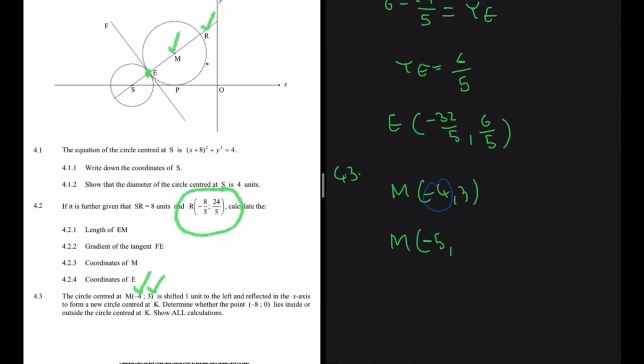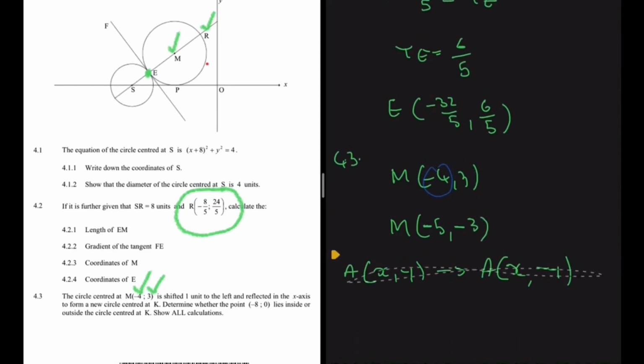So when we reflect in the x-axis, let's say we had a point A, right, of coordinates x and y. When you reflect on the x-axis, you get A, x, and then minus y. So when you reflect on the x-axis, you just have to put minus on the y value. So we have minus 3 here, right? Let's erase this. So there we go. We have our new center of the circle, right? The question is asking us, determine whether the point minus 8 and 0 lies inside or outside the circle centered at K. Show all calculations.